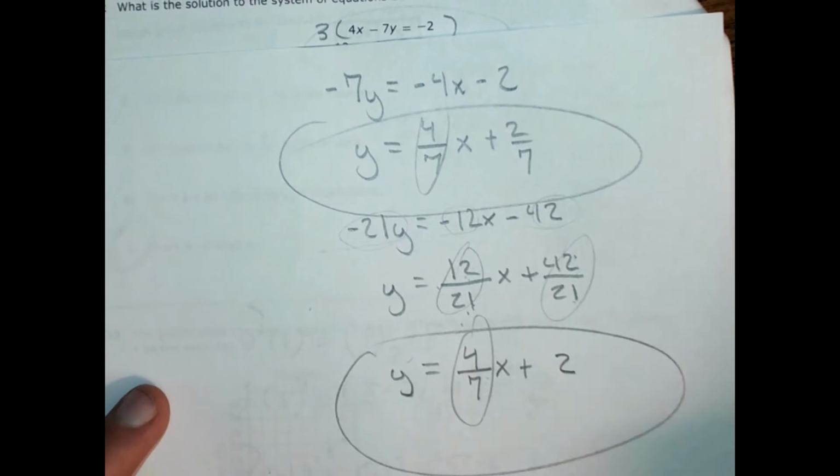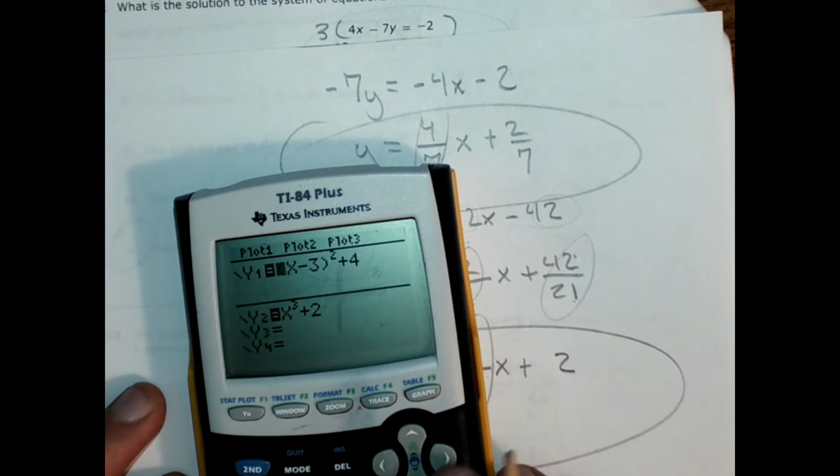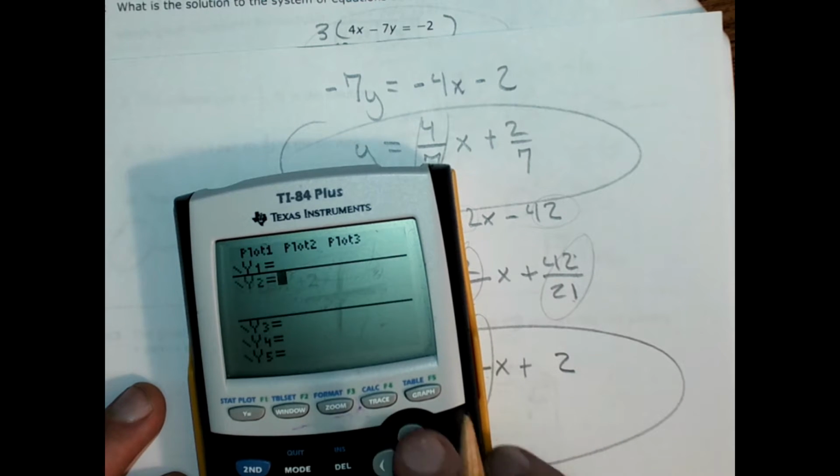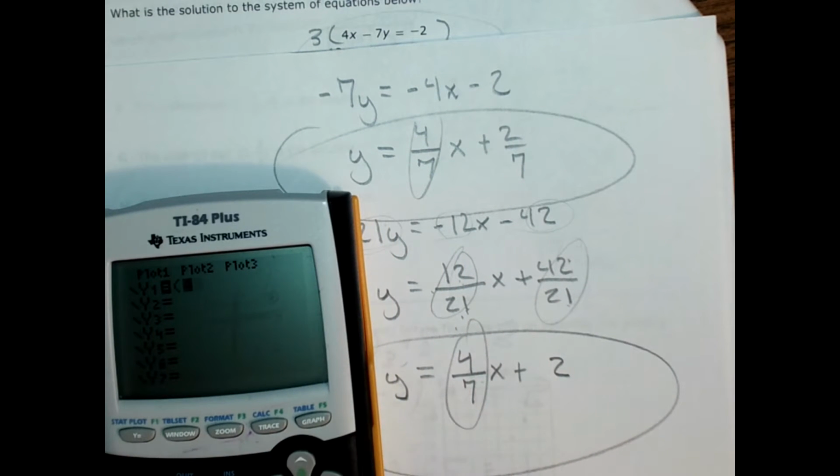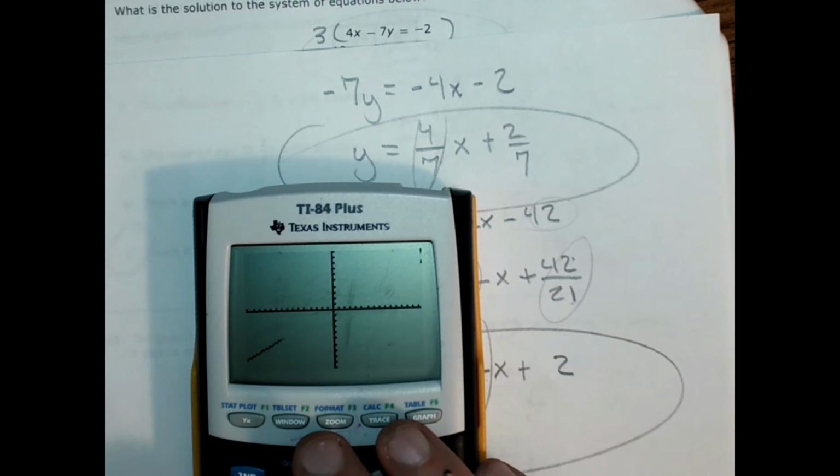We have the same slope, but different y-intercepts. Those are parallel lines. And you can view that with the graphing calculator. 4/7 x plus 2/7 and 4/7 x plus 2. Graph those. Same slope, different y-intercept, parallel lines, no solution.